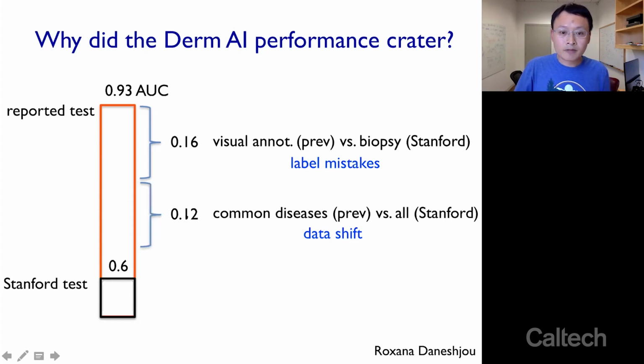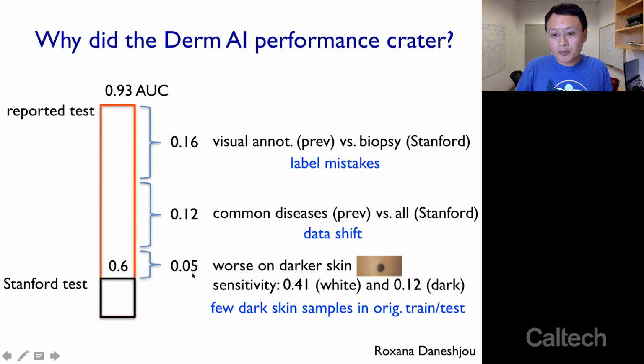The second factor that contributed to the model's drop-off is data shift. It turned out that these algorithms were mostly trained on common diseases, because again, that's easy to collect in the public data sets. In our data set, we have both common diseases and also less common diseases, right? And so it's more representative. And that's also a big factor in why the model's performance dropped off.